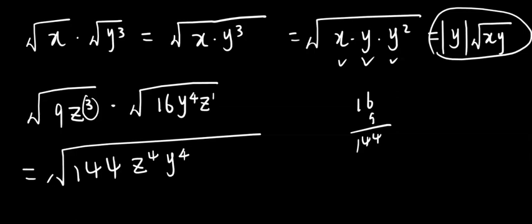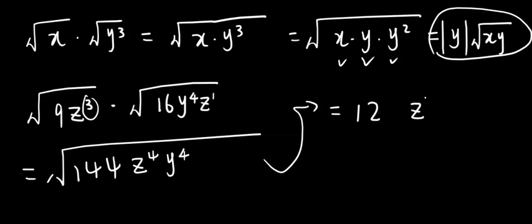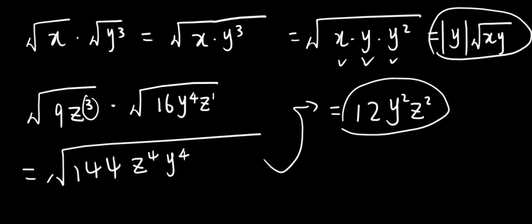Now, I'm going to erase here a little bit because we don't need this part. We can continue right down here. 144 comes out of the square root as 12. Z to the fourth power, that is z to the second power. Y to the fourth power, y to the second power. We are done with this one.